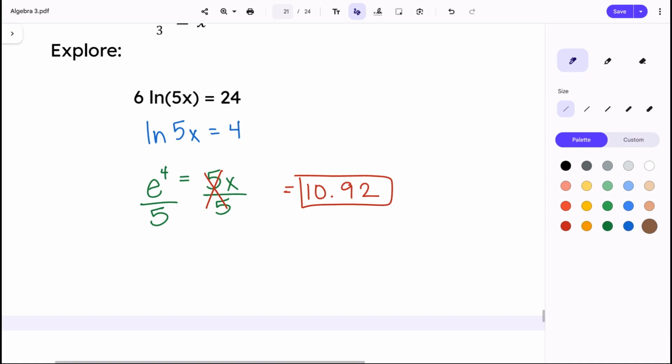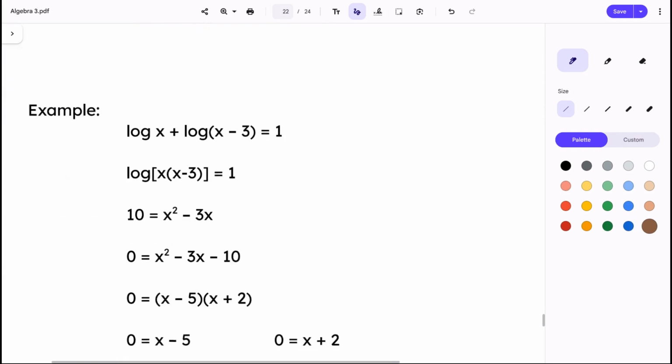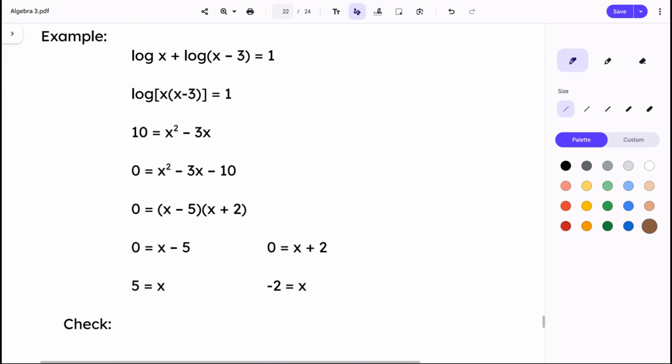Now, if we go to this next one, this will be the last one that we cover here today, and we will finish up the rest of these notes tomorrow. So on this next one, we have 2 terms on the left-hand side that both have logarithms, and then on the right side, it's just a 1.